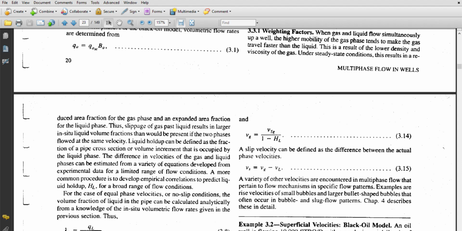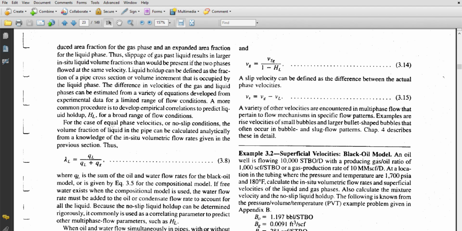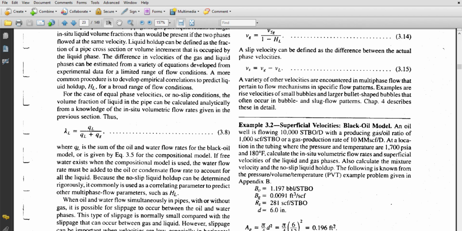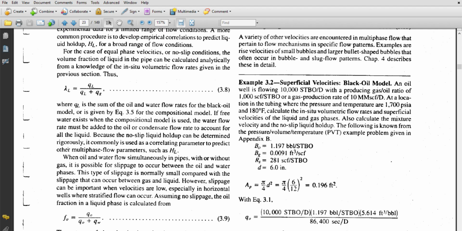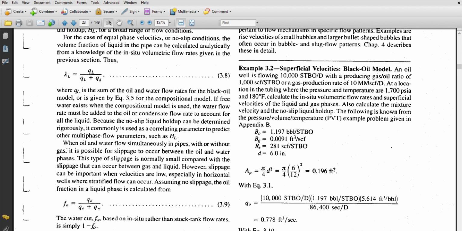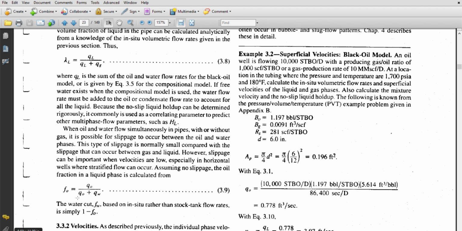Okay, and because of the slip, we have the liquid holdup, and we have the no-slip liquid holdup, which is lambda L in this case. And this one is the water cut. Actually, fo is the oil cut; the water cut is 1 minus fo.